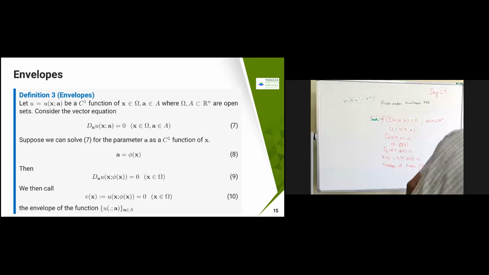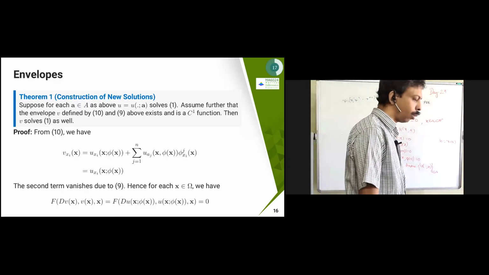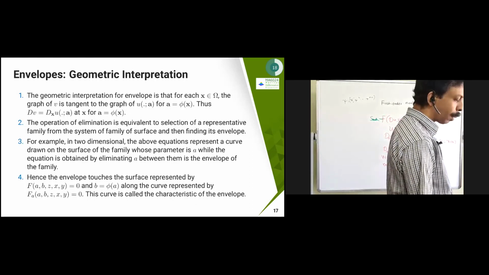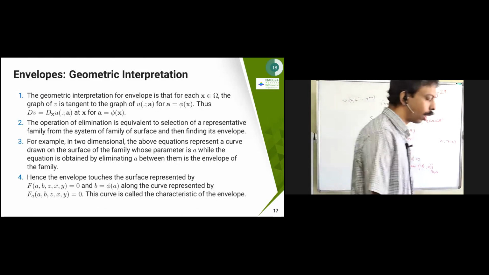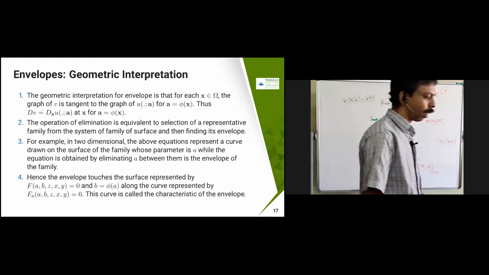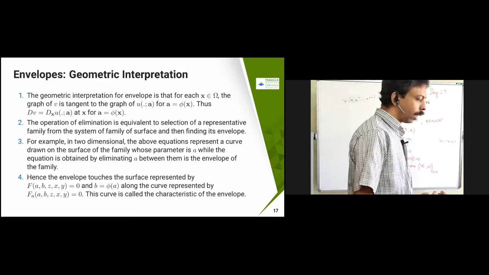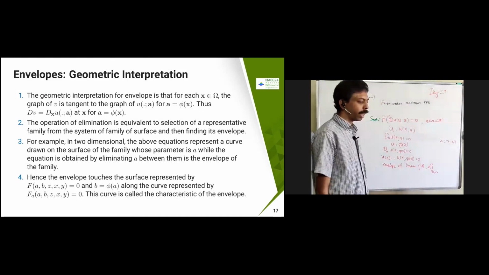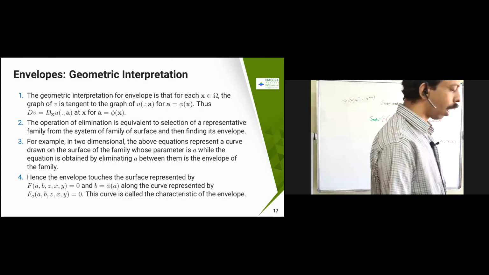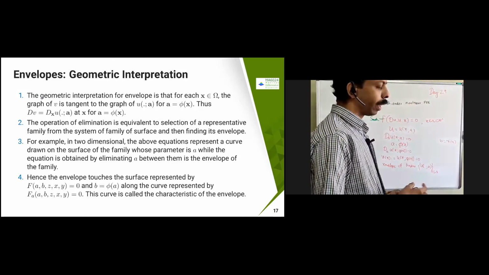Once we go through the chapters, we'll see how we do this. Let me explain the geometrical interpretation first, then we'll come to the theorem. This is very simple. For the geometric interpretation of this envelope, take x belonging to omega. Then the graph of v is tangent to the graph of u of a, for a equal to pi of x.